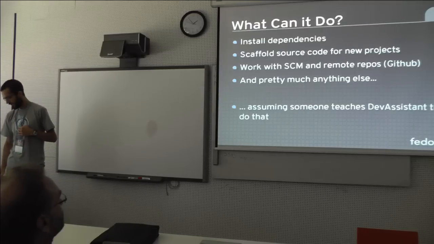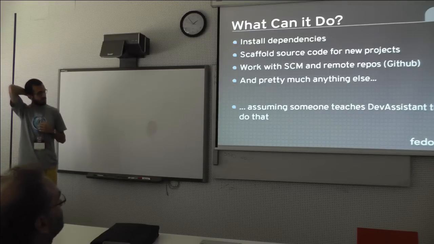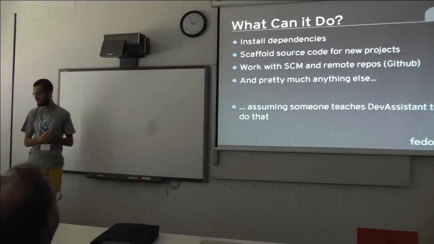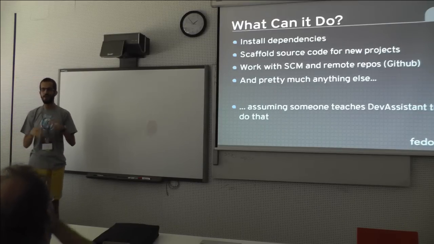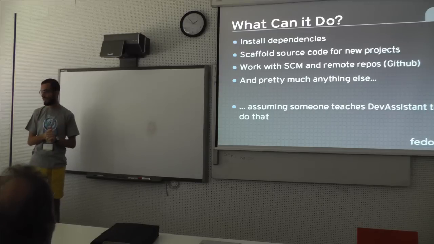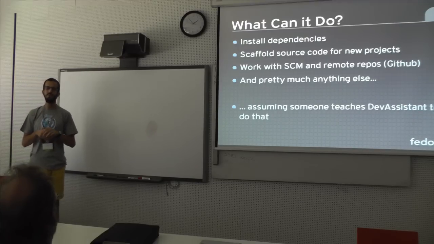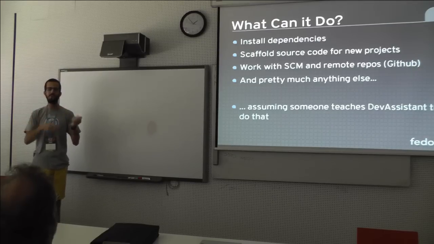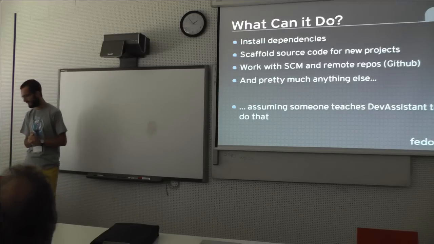So this is a short list of stuff that DevAssistant can do right now. DevAssistant can install dependencies. Right now we have hooks to install RPM dependencies on RPM-based distros. We also install dependencies on Arch Linux, and we can also install dependencies from some of the upstream package managers, currently from Python's PyPI and RubyGems, and something more. NPM. And Node.js and NPM. Yeah. It's good, so we have it.